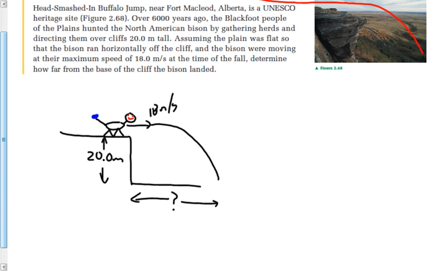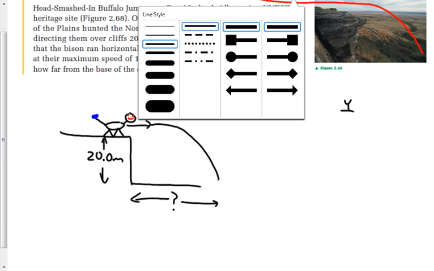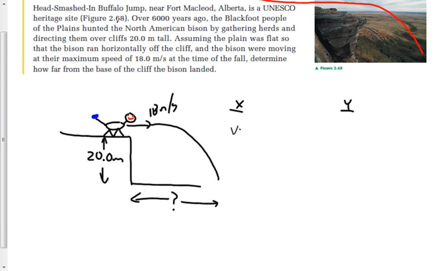For the last week or more, we've been dealing with two-dimensional problems, and this is no different in that respect. This is a two-dimensional problem as well, because there is a horizontal component of this bison's path with constant velocity, and a vertical component with acceleration. So we have to break it up into those two components, the x component and the y component. The x component will always be described by this equation. Every single time.